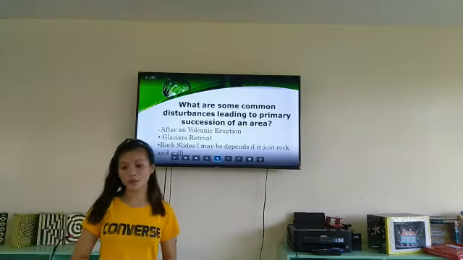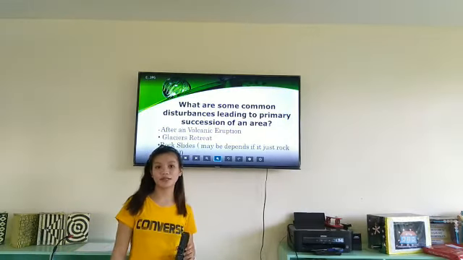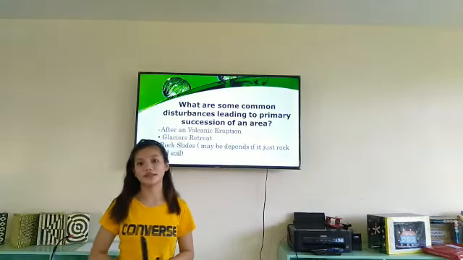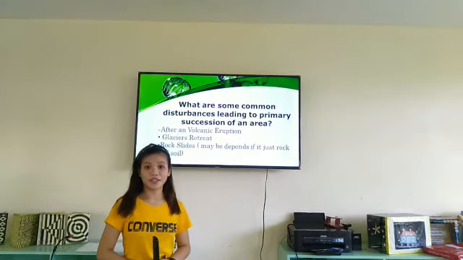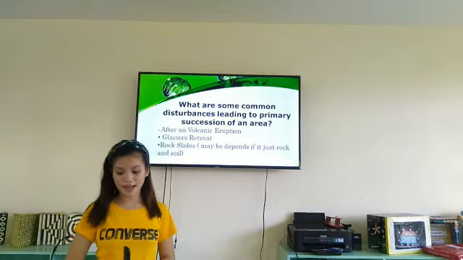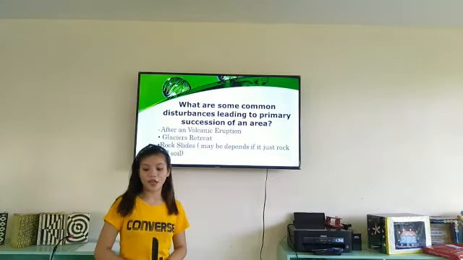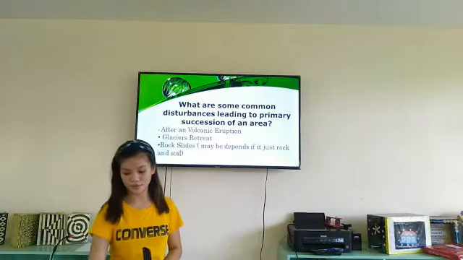What are some common disturbances leading to primary succession of an area? The first is after a volcanic eruption. Next is glacier retreat. Next is a rock slide, or maybe depends if it's just rock and soil.